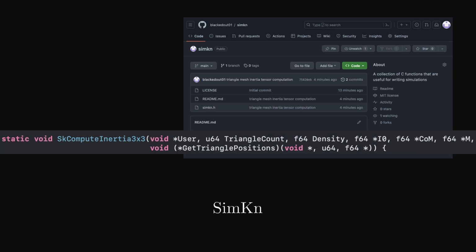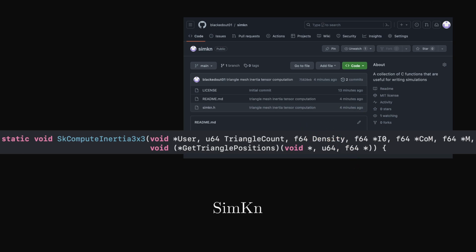This, for example, is the function you can use to compute the inertia tensor of a closed triangle mesh. To make it independent of any mesh structure, you pass it a void user pointer and a function that returns all three positions of the triangle at a given index using the user pointer.